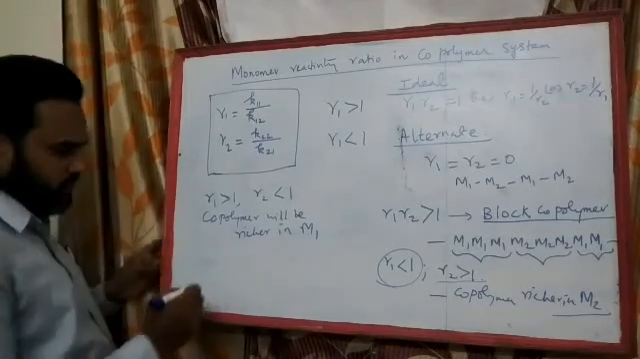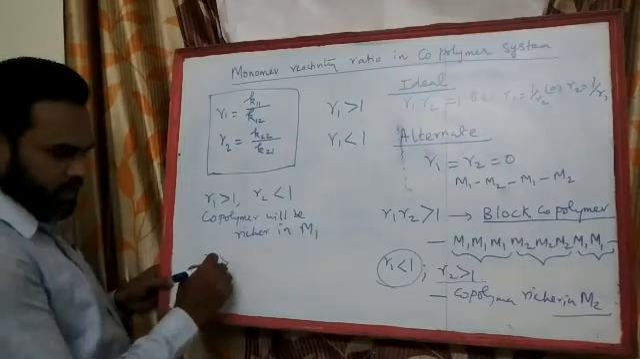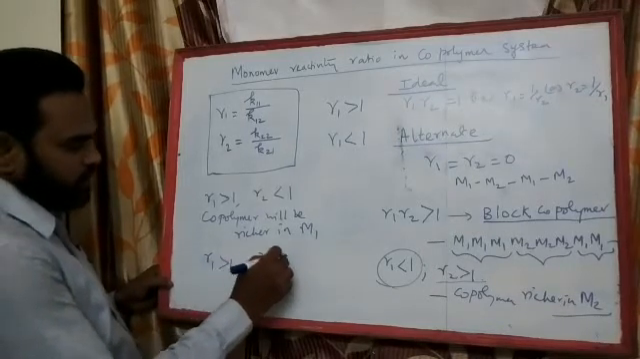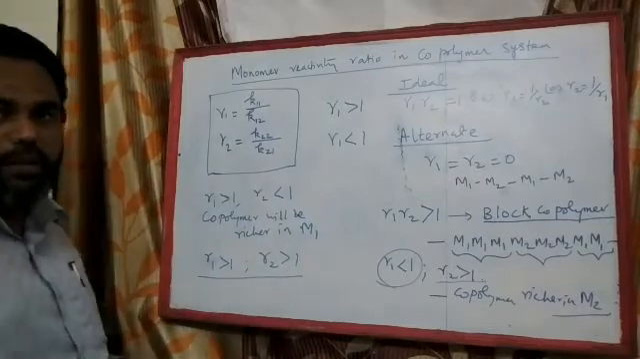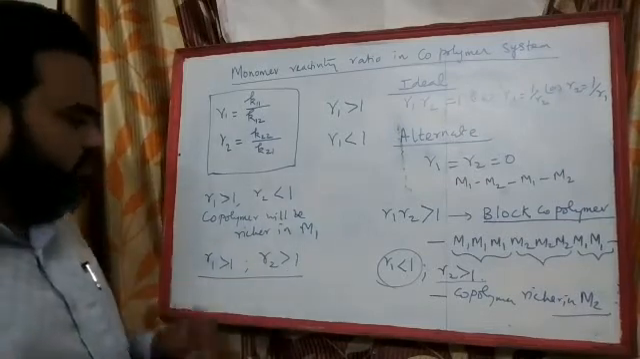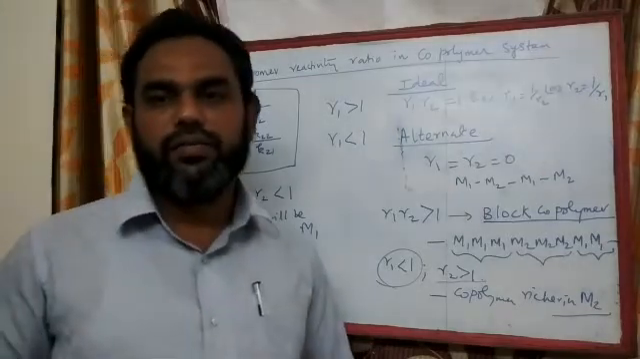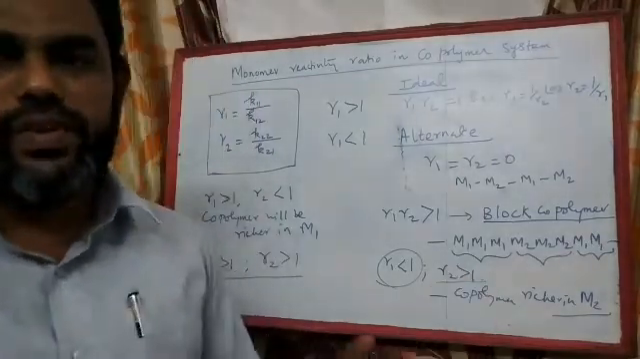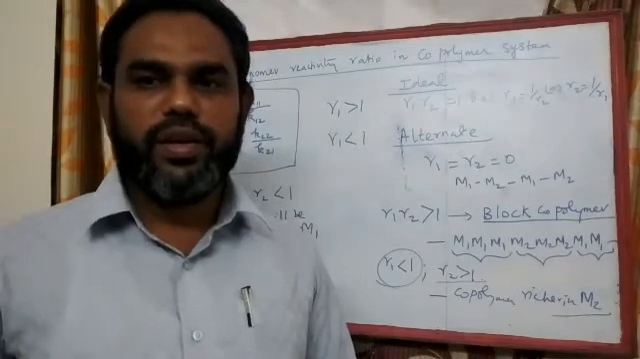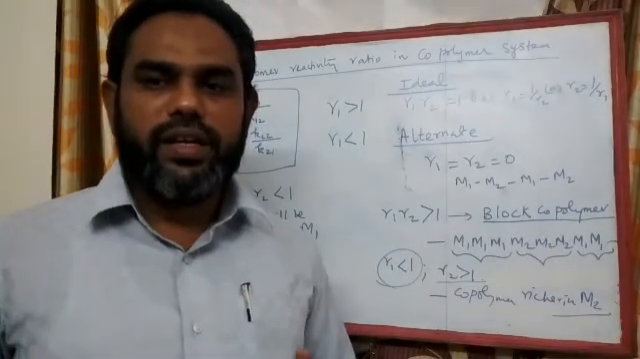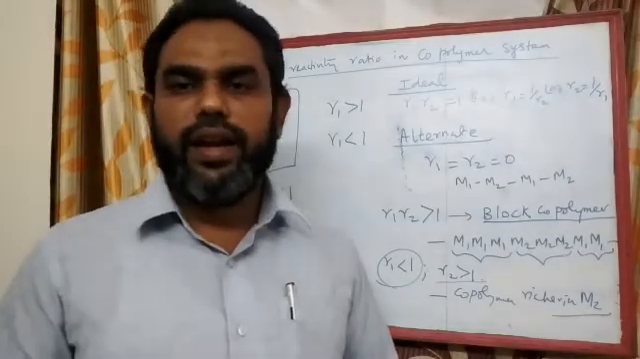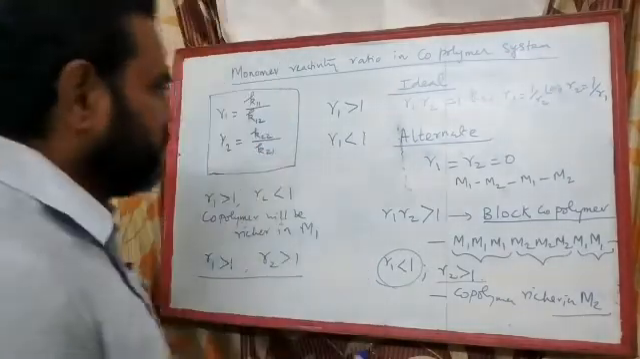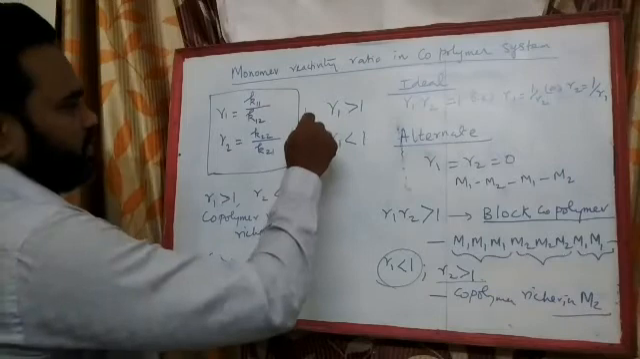Okay. So if R1 is greater than 1 and R2 is also greater than 1, what will happen? Such a system will never exist. You will not find a reactivity ratio with both R1 and R2 greater than 1. Okay, so this is the first system.